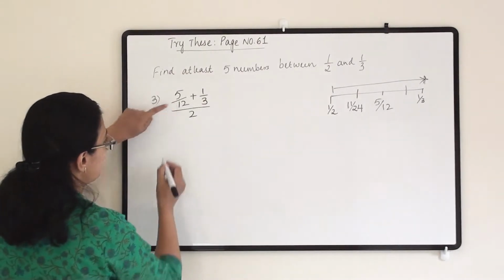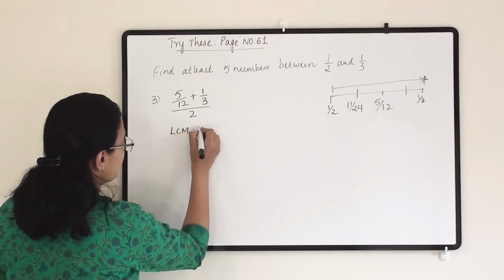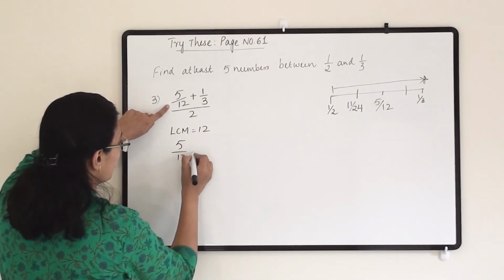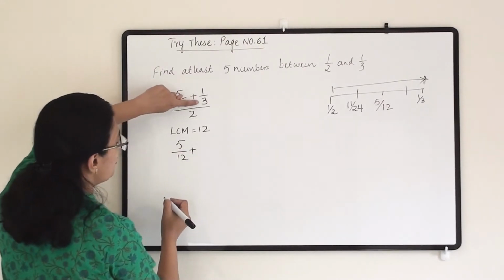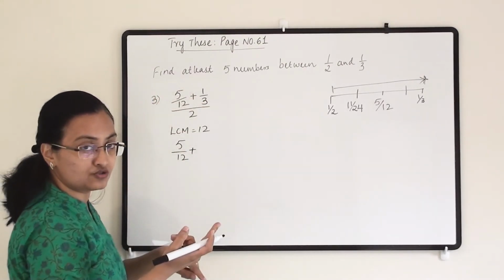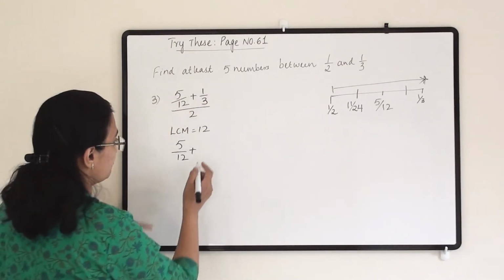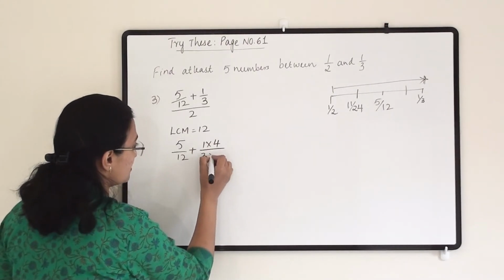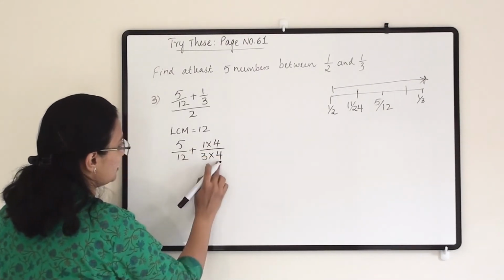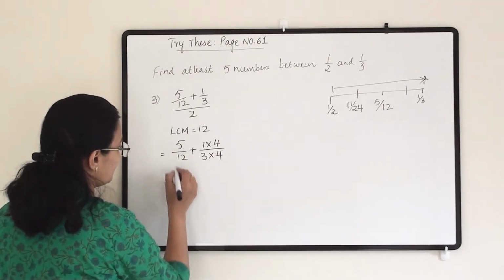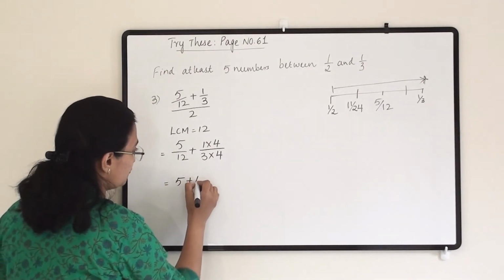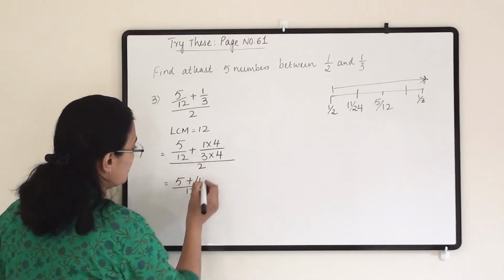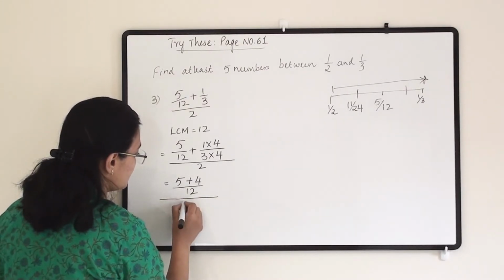So here our LCM is going to be 12, and we are writing 5 by 12 plus 1 by 3. This denominator we have to convert into 12, so we multiply by 4. Similarly we have to multiply 4 in the numerator also. So 1 into 4 divided by 3 into 4. So we get 5 plus 4 divided by 12, and then we have to divide this entire term by 2.